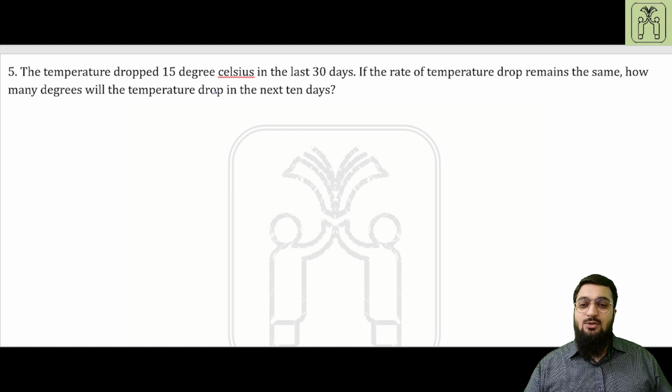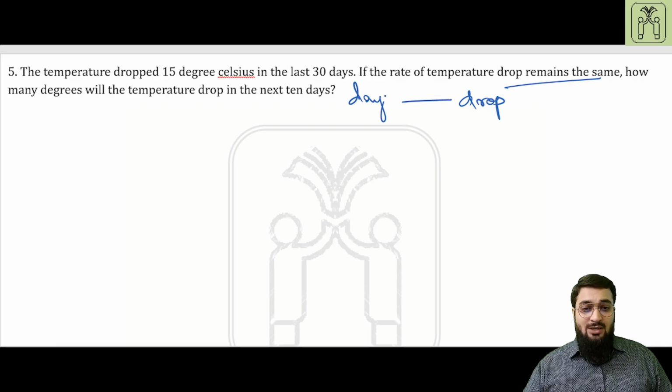The temperature dropped 15 degrees Celsius in the last 30 days. So if the rate of temperature drop remains the same or constant, how many degrees will the temperature drop in the next 10 days? So we have to find the drop. That will be on the right side, and on the basis of the number of days, that will be on the left side.